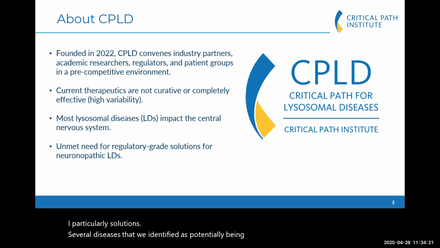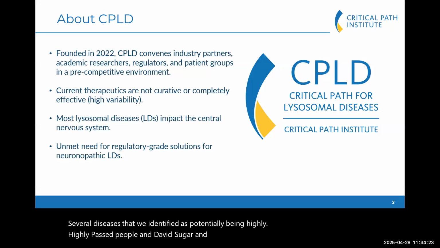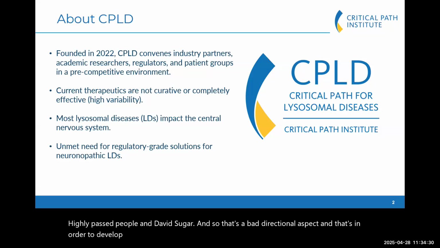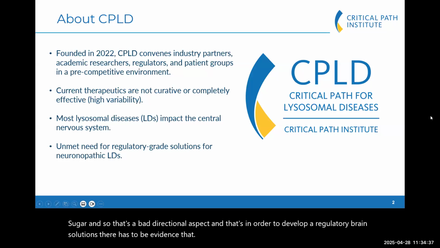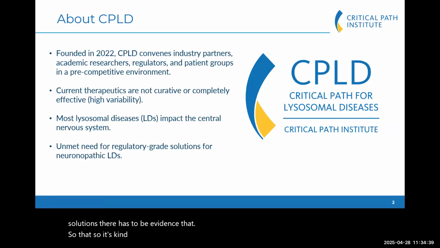capacity for data sharing. And so, that's a bi-directional aspect in that in order to develop the regulatory grade solutions, there has to be the level of evidence that would allow for regulatory grade pathways. So it's kind of back and forth in terms of the amount of data that is available, but really what it's come down to is, even if the data is available, the opportunity for data sharing drives that pathway. Next slide, please.